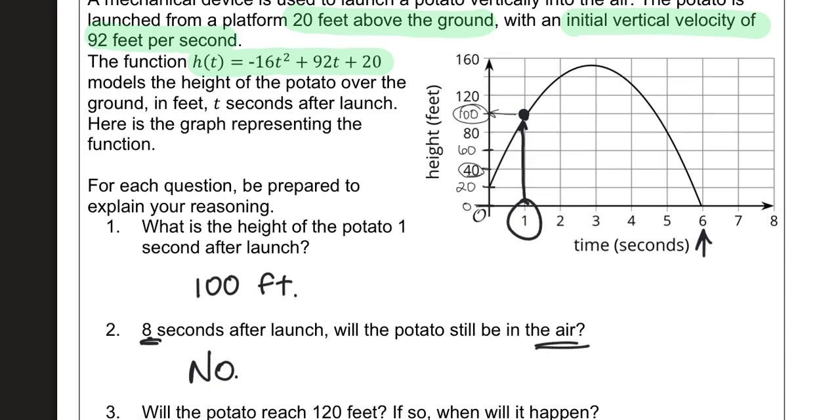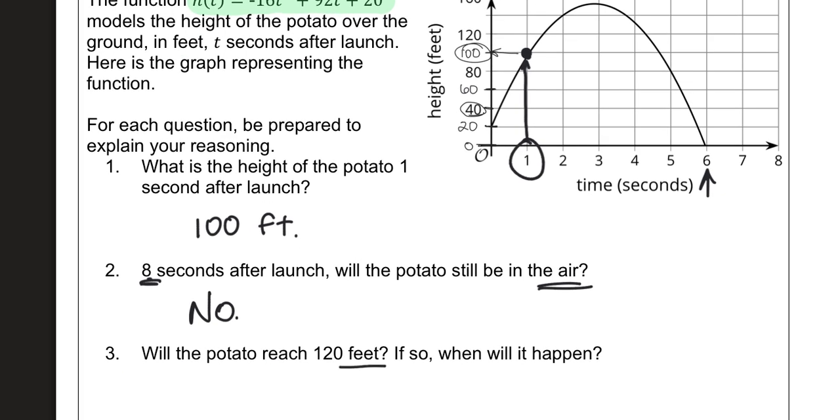Will the potato reach 120 feet? If so, when will it happen? We're looking at 120 feet over here. We can look across and see, does our graph touch that height? Yes, it does at these 2 points. So we can say yes.